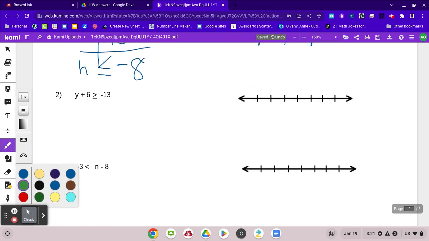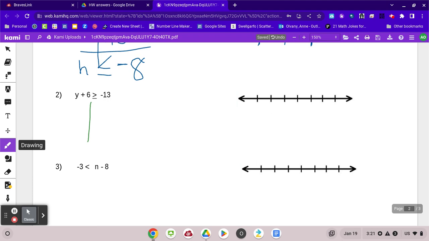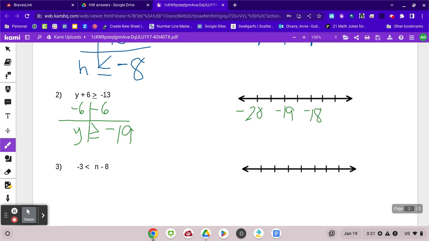Next one, split, take the inverse. The stylus seems to work much better. Y, bring down your symbol, is greater than or equal to. Same signs, add and keep. Again, type that into your calculator, -13 minus 6. We're going to have -20, -19, -18. Again, because it's greater than or equal to, it's a closed circle. This one's shaded to the right. Remember, if this were an arrow, it'd be going to the right. So we're shading to the right.